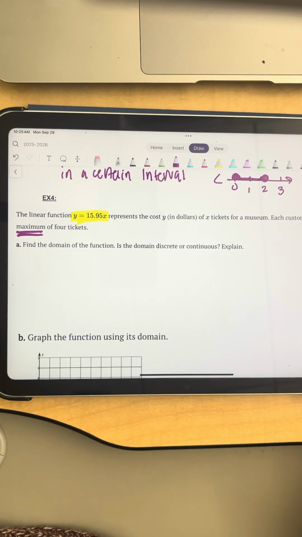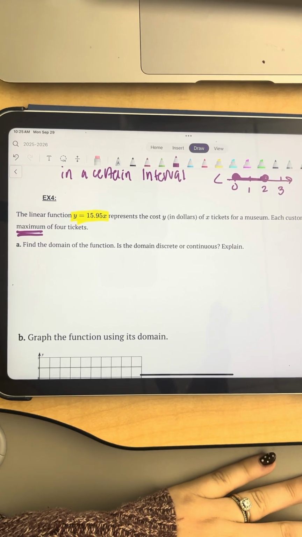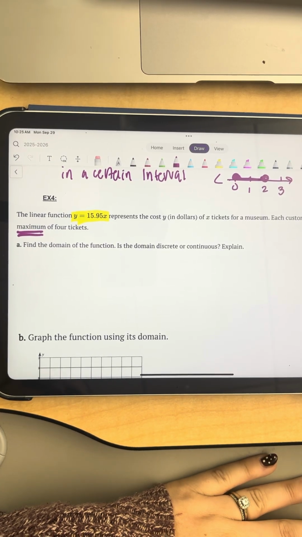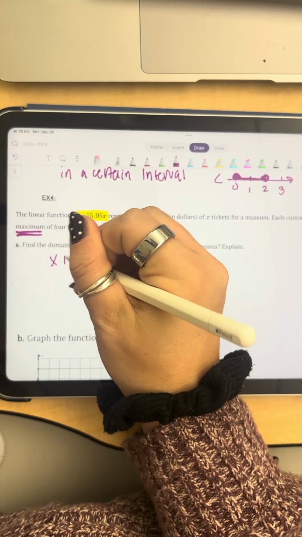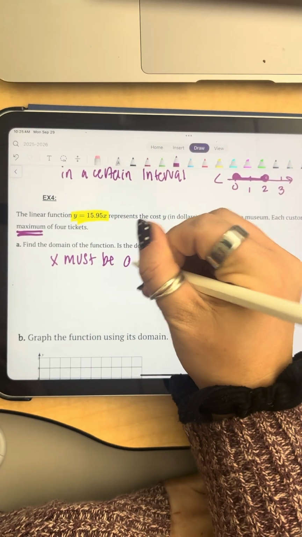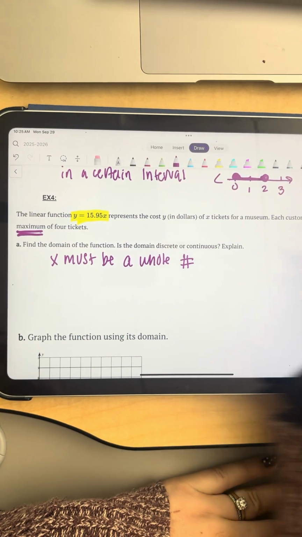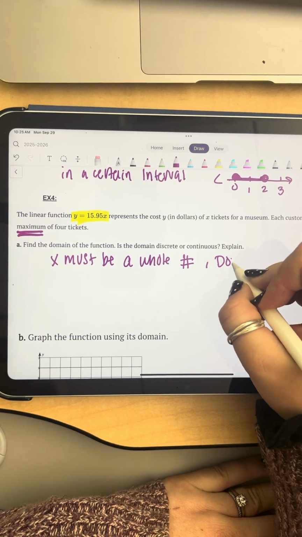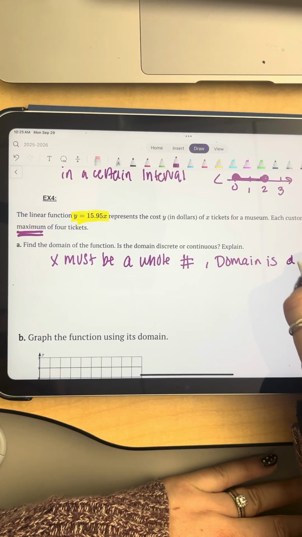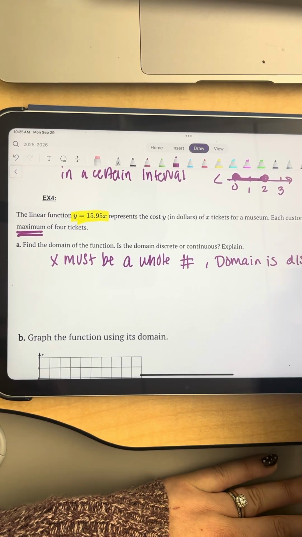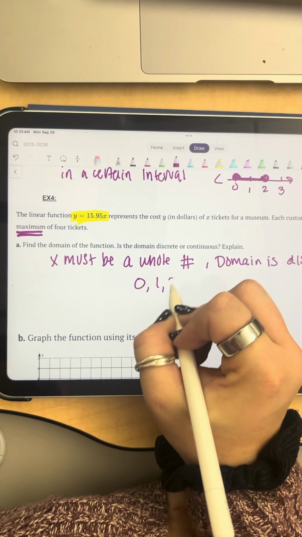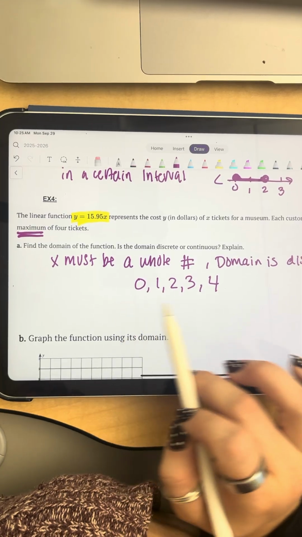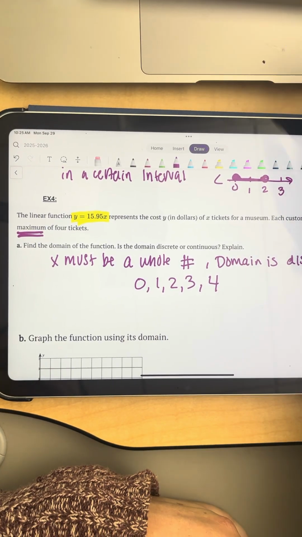So in the context of the situation, you ask yourself, is it going to be just 0, 1, 2, 3, and 4, or can you get tickets from 0 to 4? In this case, x must be a whole number. If you are buying tickets, you can't have 1.5 tickets, so it must be a whole number. So the domain is discrete. Our domain would include 0, 1, 2, 3, and 4. When it says maximum of 4 tickets, you could also get 4 tickets. So those are the 5 different options that you can get.